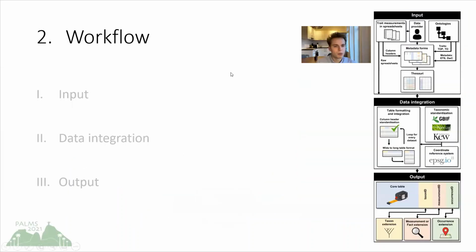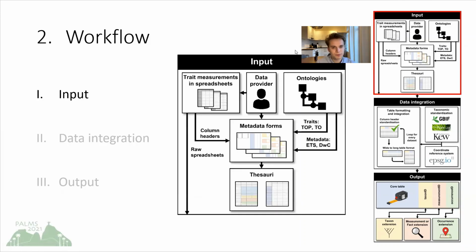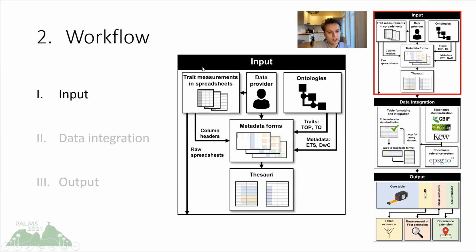So our workflow consists of 3 main steps. First, the input. The data provider, which could be someone who has these personal data storages of trait measurements or is seeking to make an integrated dataset, provides trait measurements in Excel spreadsheets. He then uses metadata forms, where he uses 1 form per trait measurement spreadsheet and he enters the column headers from those spreadsheets into the metadata forms.